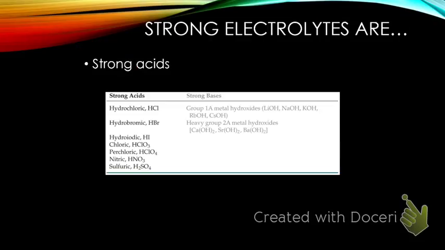You need to memorize 7 strong acids. These are 3 of the halogens: hydrochloric, hydrobromic acid, and hydroiodic acid. Please note, hydrofluoric acid is not a strong acid. Then we have chloric and perchloric acid, nitric and sulfuric acid. So in Gen Chem, those are our 7 strong acids.